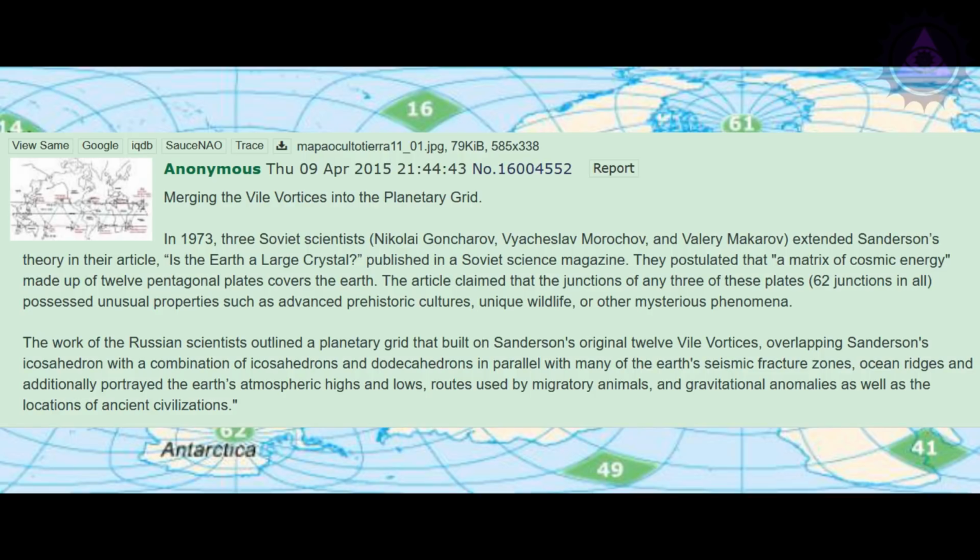The work of the Russian scientists outlined a planetary grid that built on Sanderson's original 12 vile vortices, overlapping Sanderson's icosahedron with a combination of icosahedrons and dodecahedrons in parallel with many of the Earth's seismic fracture zones, ocean ridges, and additionally portrayed the Earth's atmospheric highs and lows, routes used by migratory animals, and gravitational anomalies, as well as the locations of ancient civilizations.